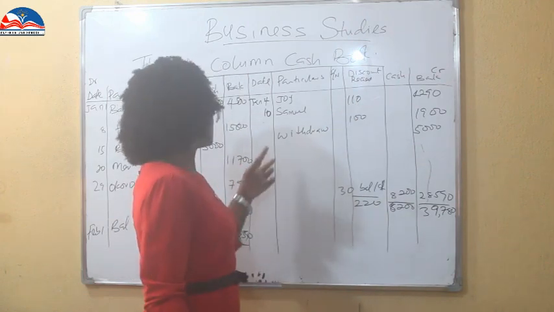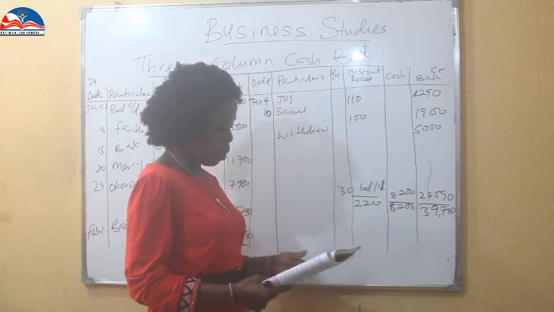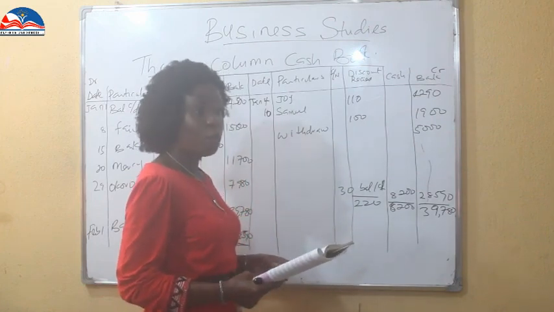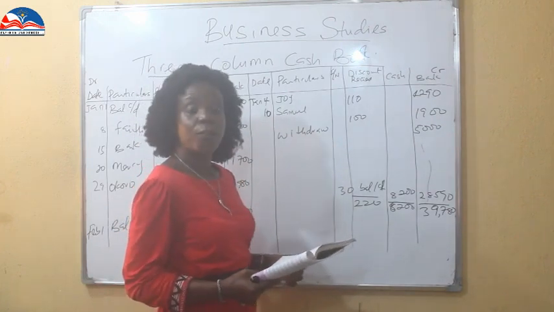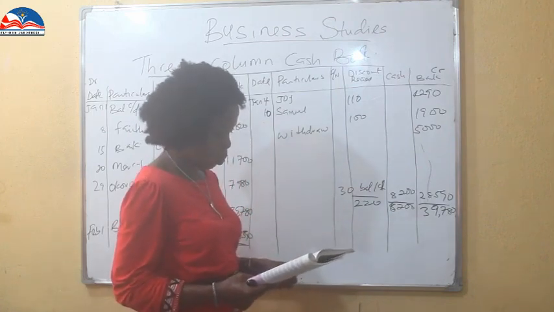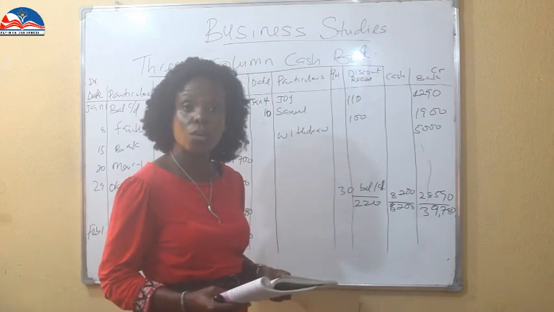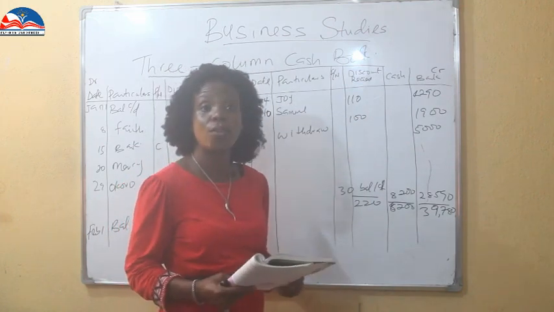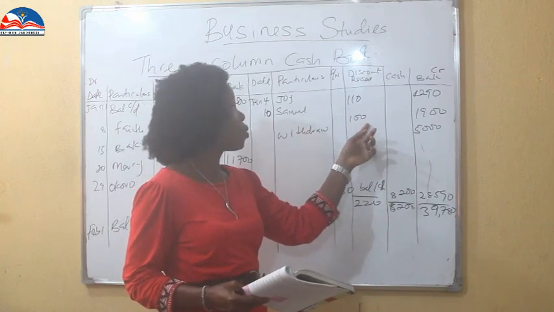Now we go to the 10th. I've done the 8th. On the 10th, he paid cash to Samuel, and he was supposed to pay 2,000 naira to Samuel, but because there was a discount for him, a discount of 5% of 2,000, if you do 5% of 2,000, you are going to have 100 naira. That is what we brought down here as discount received.